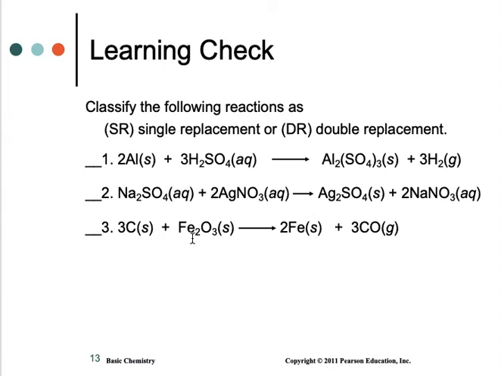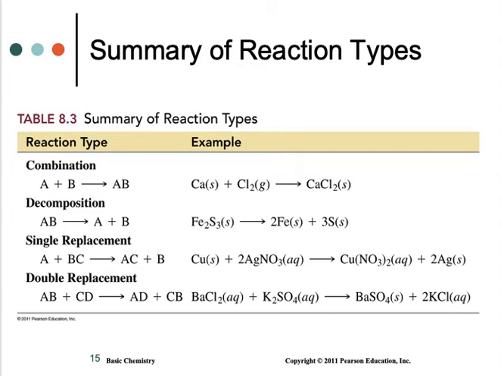Okay, what about this last one? Carbon, iron and oxygen, iron, carbon and oxygen. Single displacement. Carbon is kicking out iron. Iron becomes iron metal, and the carbon joins with the oxygen. Okay, makes carbon monoxide in this case. Okay, so here's an example of all.